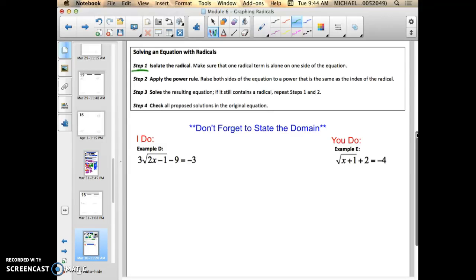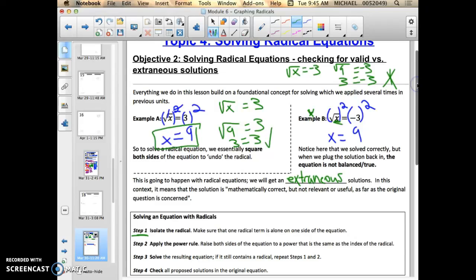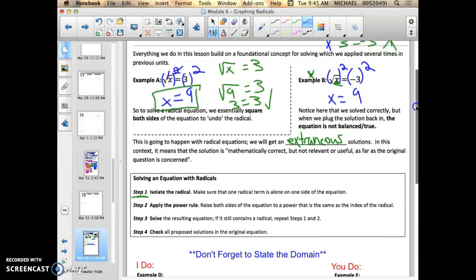Solve the resulting equation. Step 3: if it still contains a radical, repeat steps 1 and 2. And then your final step is to check all proposed solutions in the original equation to make sure one of them isn't extraneous. And again, extraneous here is when you put it back into the equation and you get something like 3 does not equal -3. It doesn't equal its original equation.